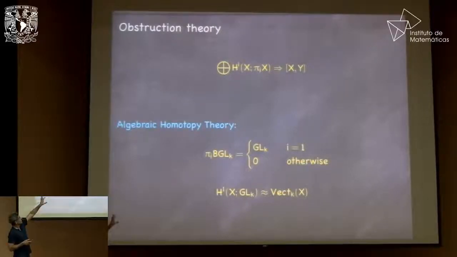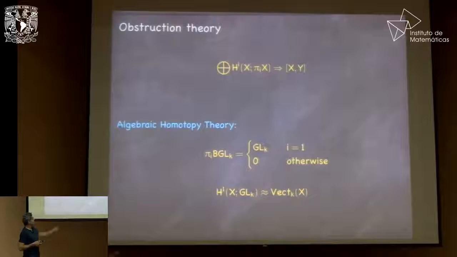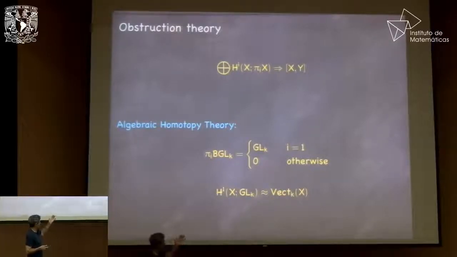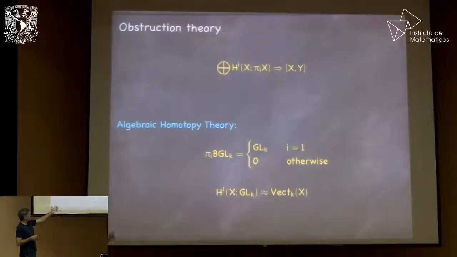So let me just go through and tell you what this looks like in the three categories we've been looking at. So in algebraic homotopy theory, the homotopy groups of this classifying space are just 0 when i is not 1, and the group you started with when i is equal to 1, and the obstruction theory doesn't do anything. It just recovers the isomorphism classes of rank k vector bundles or principal G-bundles as H^1. But as I told you, that category is very formal. You don't penetrate into the structure of the objects in any significant way.